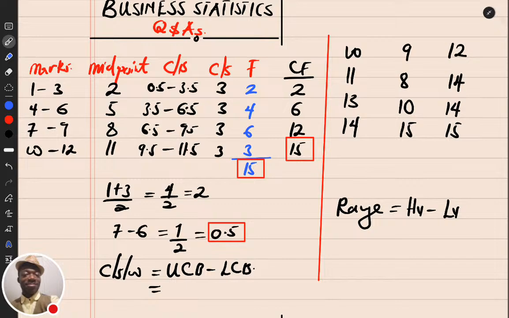Here you can clearly see that the highest value in this data is 15, and the lowest value in this set of data is 8. So when we take the two, that will give us the range. Range should be equal to 15 minus 8, and that will give us a value of 7. Yeah, you get 7 as your range.